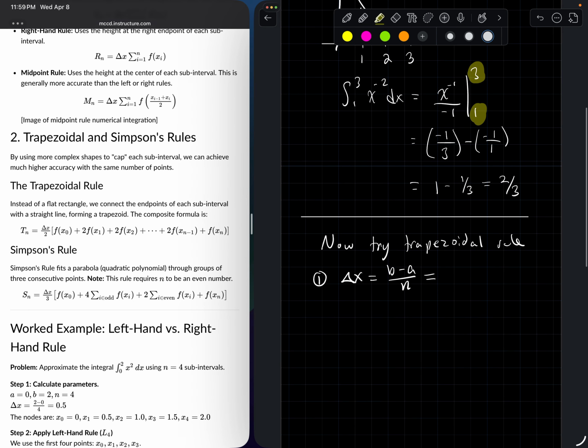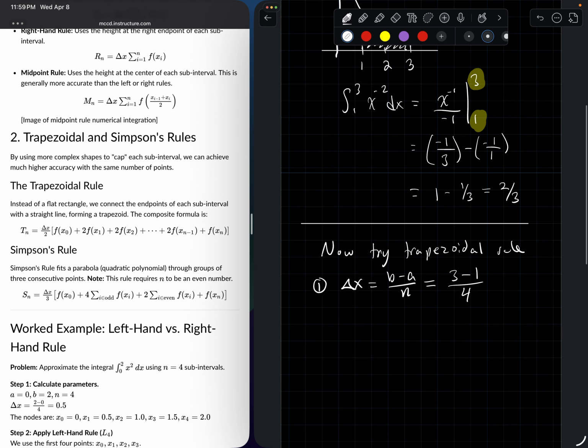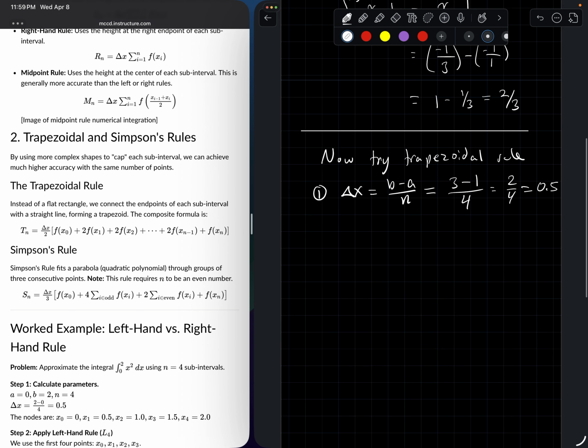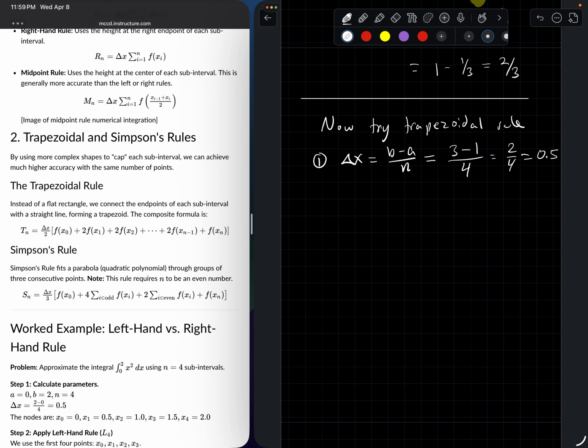So that would be, in this case, 4 minus 0. No. The limits of integration are 3 and 1. I don't know what I'm saying. And then the n is 4. So you'd get 3 minus 1, which is 2, over 4. So, of course, we end up with 0.5. And then after you get the delta x, we would compute some x values.